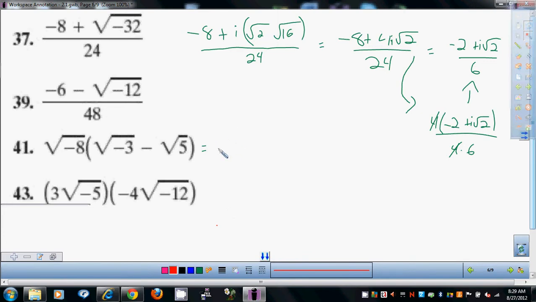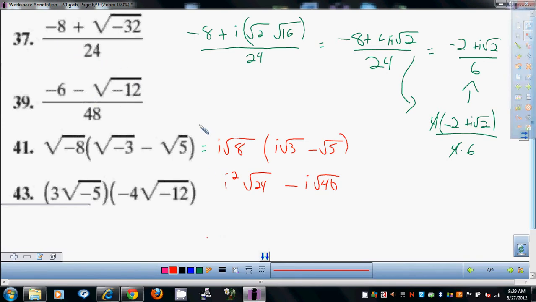Then you do want to go ahead and pull out your i's first. So I was saying that right. i radical 8 times i radical 3 minus radical 5. So now when you distribute, i squared times radical 24. Remember, when you multiply, you can just multiply with none of the radicals. Minus i radical 40. Now we're right back to the same problem we had up here.